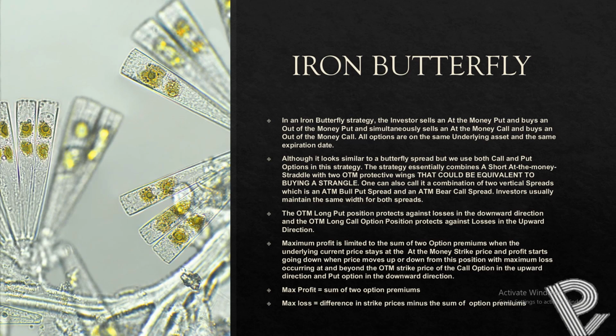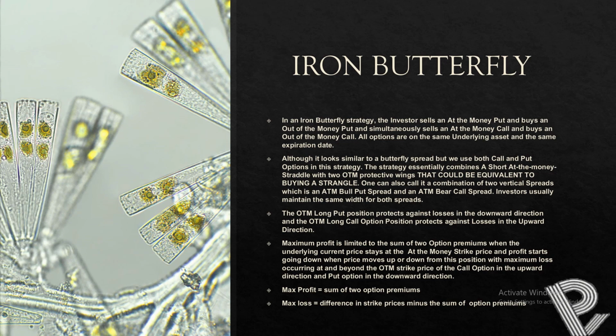Iron butterfly strategy. In an iron butterfly strategy, the investor sells an out-of-the-money put and buys an out-of-the-money put, and simultaneously sells an out-of-the-money call option and buys an out-of-the-money call option. All options are on the same underlying asset and the same expiration date. Although it looks similar to a butterfly spread, we use both call and put options in the strategy.